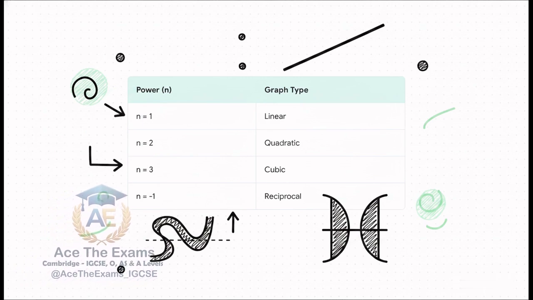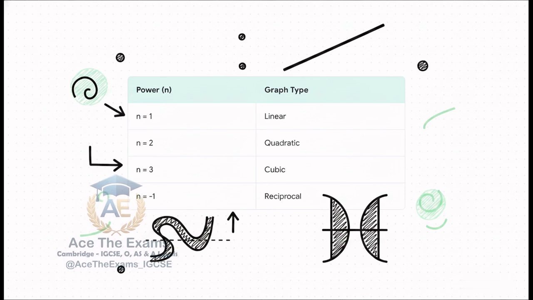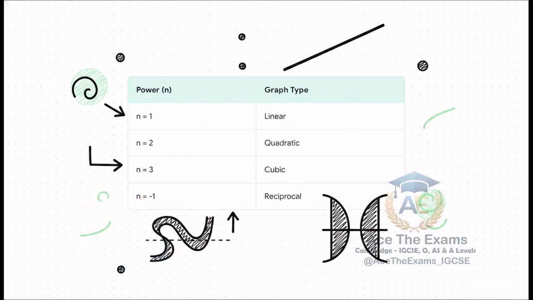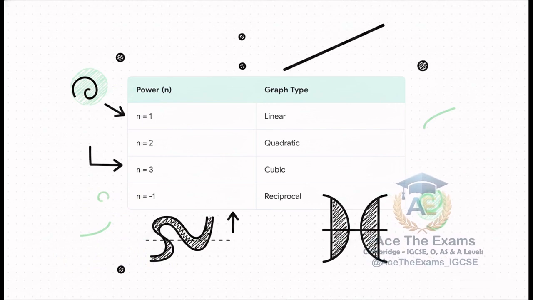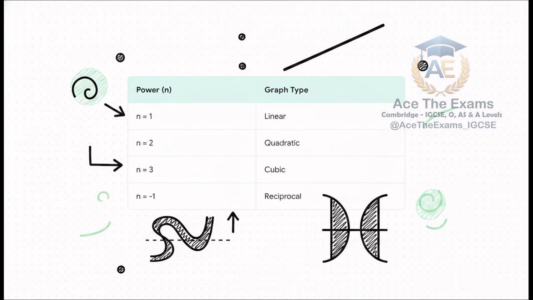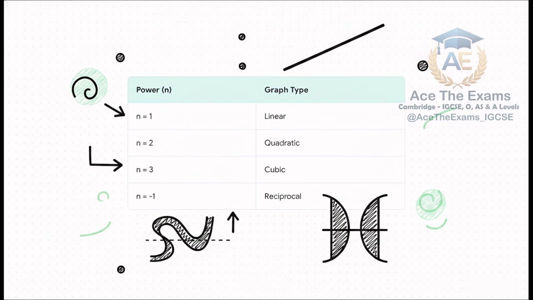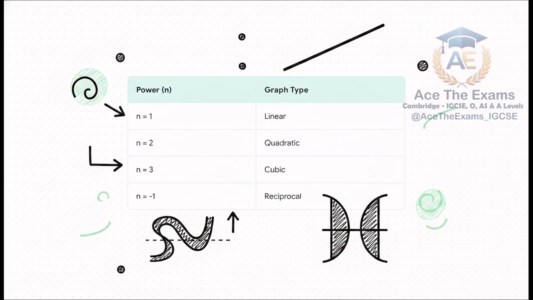It's like flipping a switch. When n is 1, you get a straightforward linear function. It's just a straight line, no surprises. But bump n up to 2? That rigid line bends into a smooth quadratic parabola. Make n equal to 3, and suddenly you have a cubic curve, slithering across the page with multiple bends. And if you make it -1, the entire graph fractures into a reciprocal hyperbola.